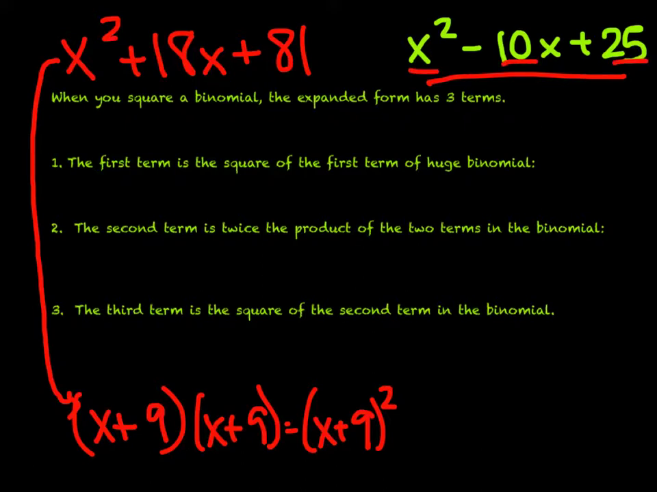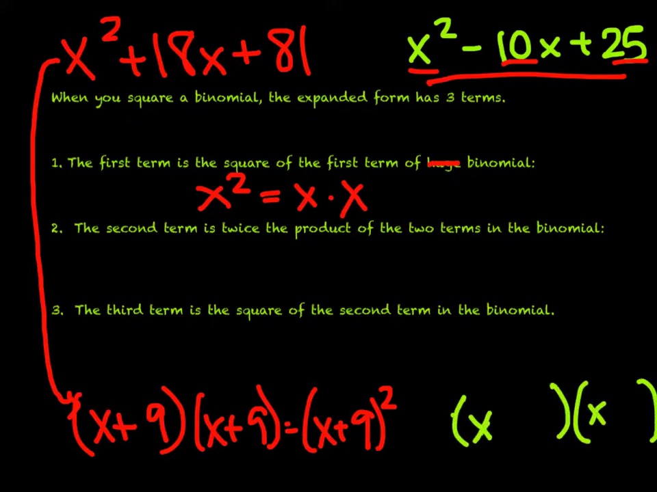Awesome. That helps us out. The first term is the square of the first term of our binomial. So x squared is equal to x times x. So that means if we were to rewrite our binomial, the first term in there is going to be x times x. So x is going to be at the front of both of them. Our next term, it says, is twice the product of the 2 terms of the binomial. So we have negative 10.